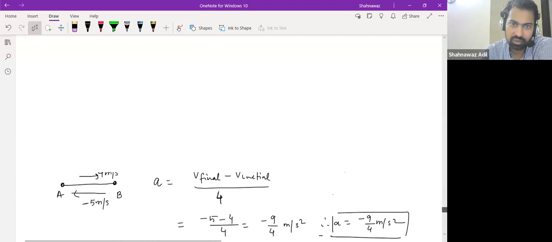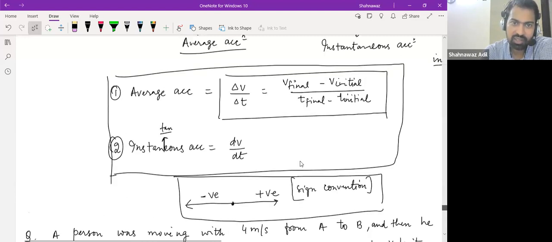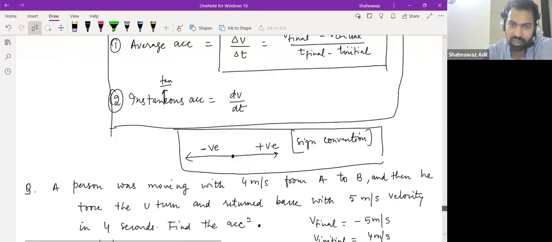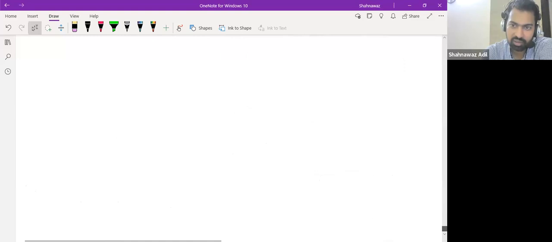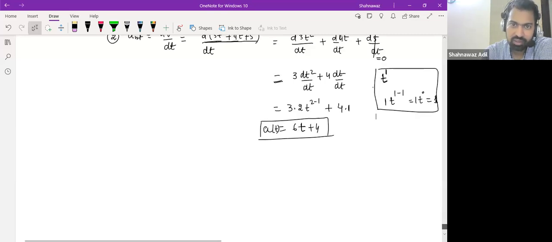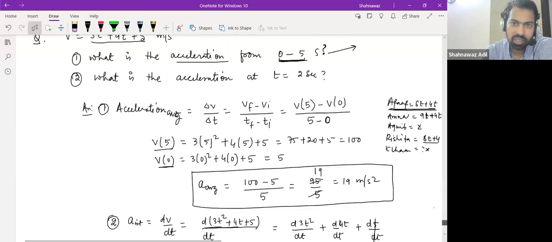From 0 to 5 seconds, which means they are asking about a journey, from initial time to final time. So for this, you need to calculate the average acceleration. Average acceleration is delta v by delta t, which is v final minus v initial by t final minus t initial. So then we just calculate from here. What is the initial time here, Afaf?